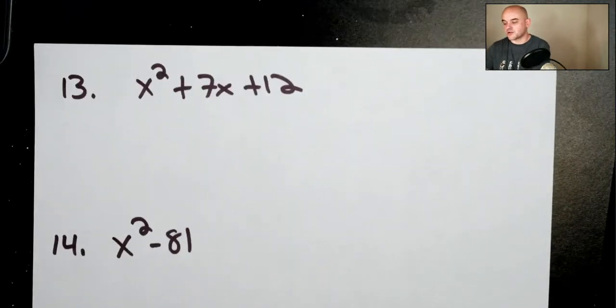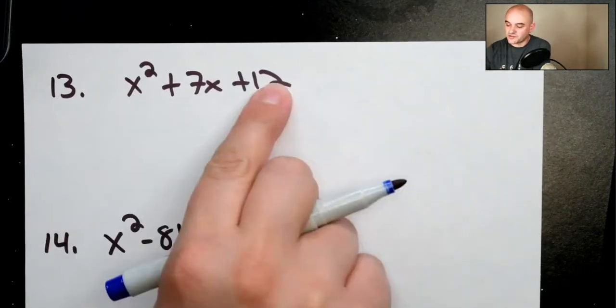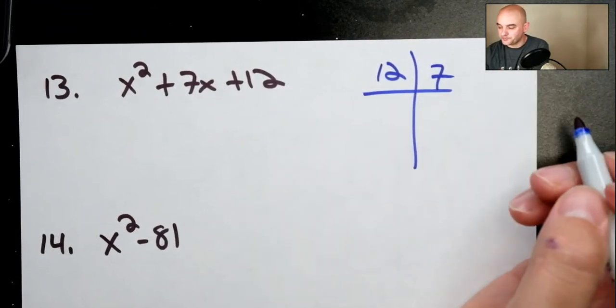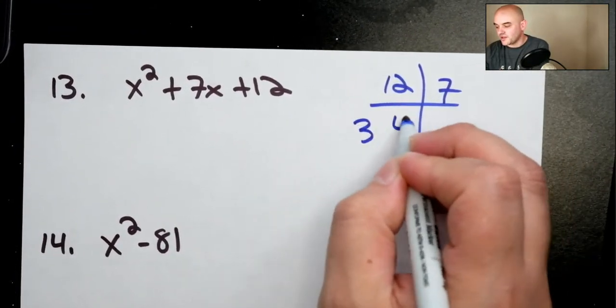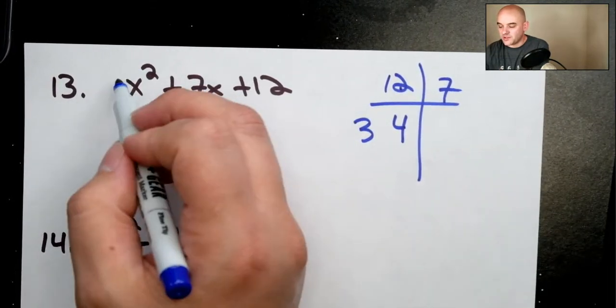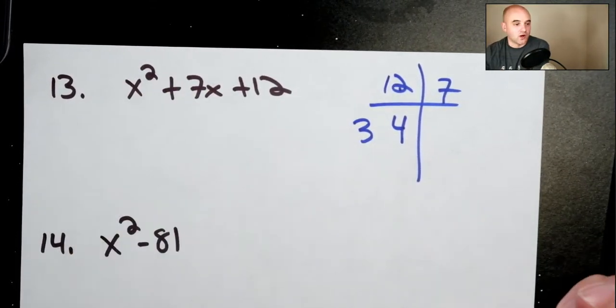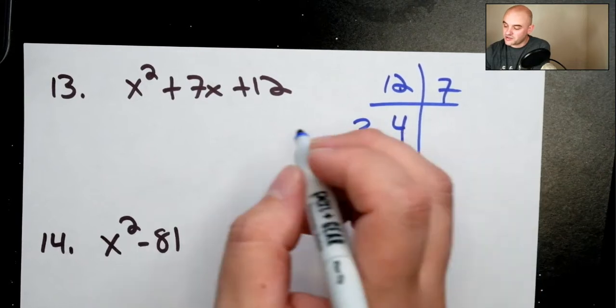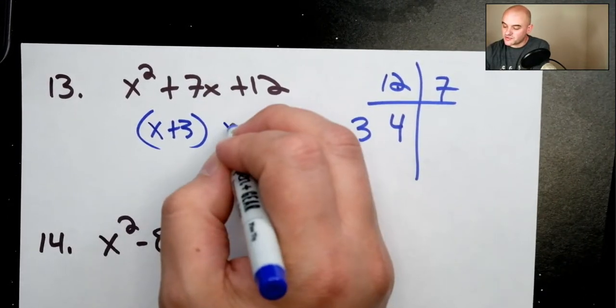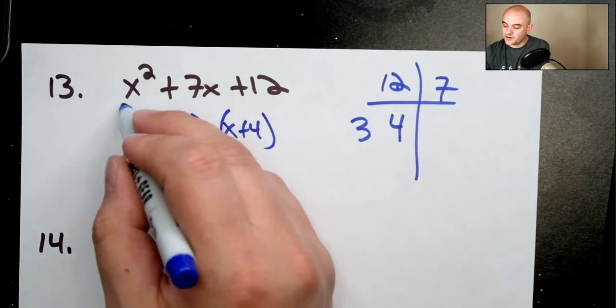So here's our trinomial. We're going to factor this one. 1 times 12 is 12, and we want factors of 12 to add up to 7. I've got 3 and 4. 3 times 4 is 12, and they add to 7. Because the leading coefficient here is 1, I can take the shortcut and just put these numbers with an x. So we get x plus 3 times x plus 4. There it is, factored out.